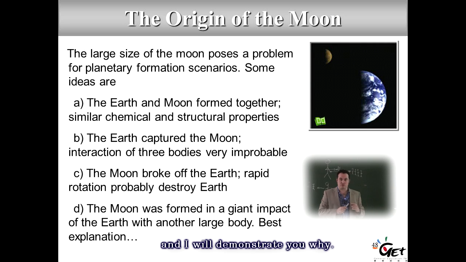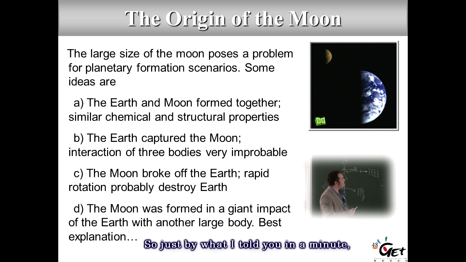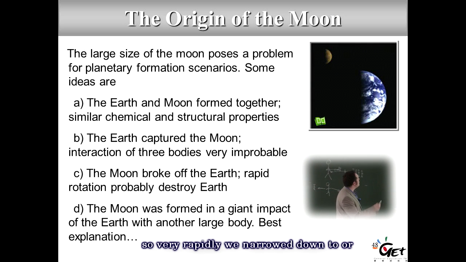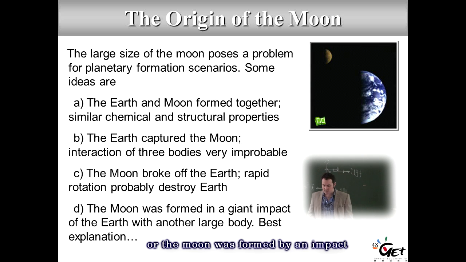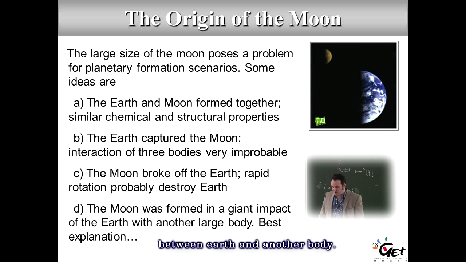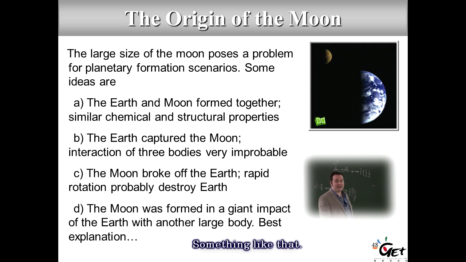And I will demonstrate why. Just by what I told you in a minute, those two are very improbable. So very rapidly, we narrow down to: either they were formed together, or the Moon was formed by an impact between Earth and another body. Something like that.